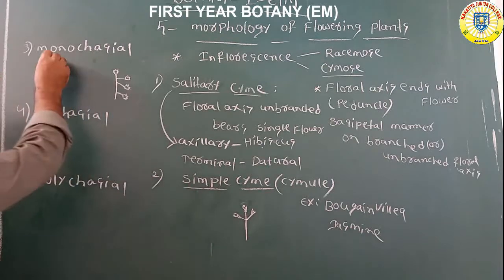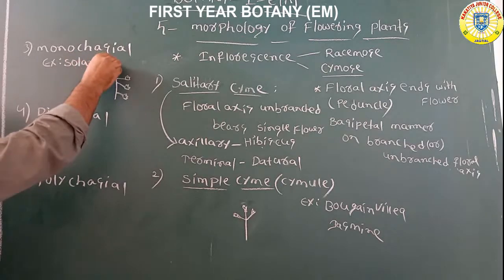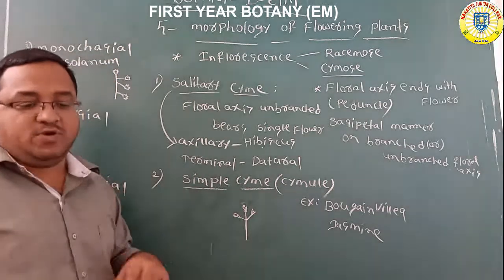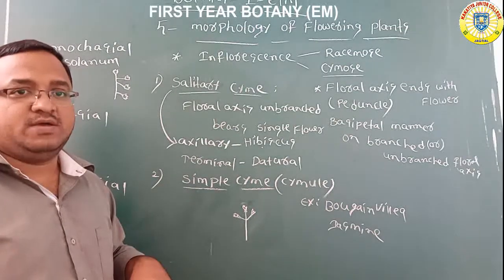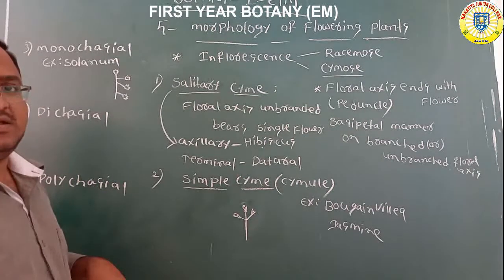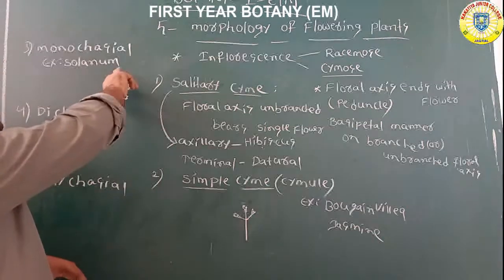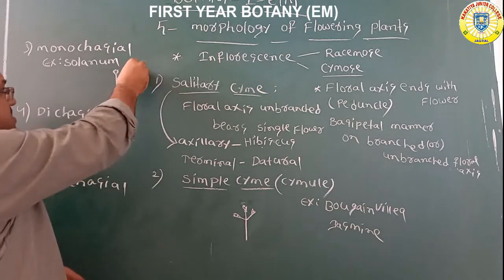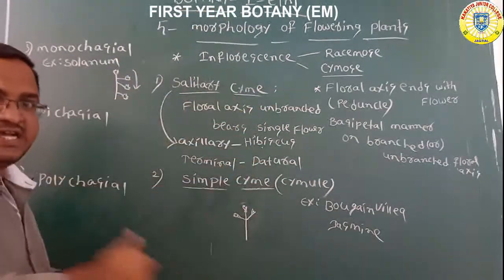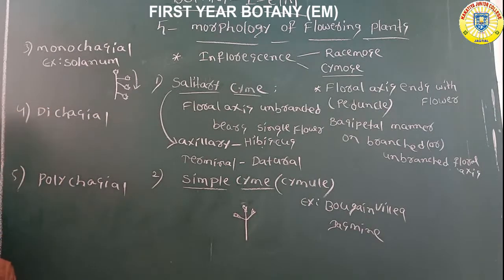Best example, Solanum. So what about the arrangement of flowers? Basipetal. Basipetal means top to base. First flowers are developed on the top, then the remaining flowers develop towards the downside. Okay, top to base, basipetal manner. Okay, this is the monochasial.